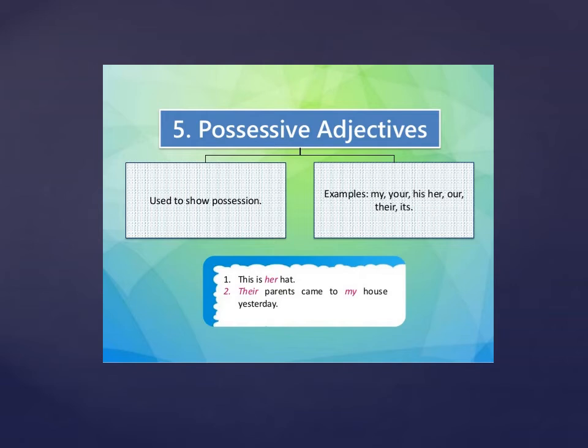Their parents came to my house yesterday. See that here, their parents. So parents, whose parents? Their parents. In my house. So my and their show the possession. So here we have learned about the possessive adjective.